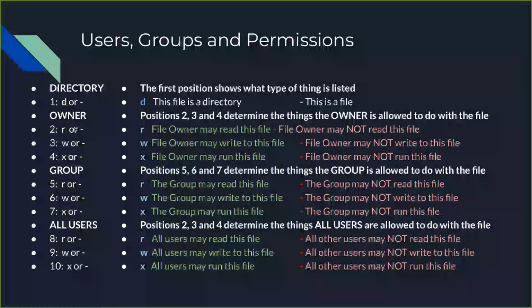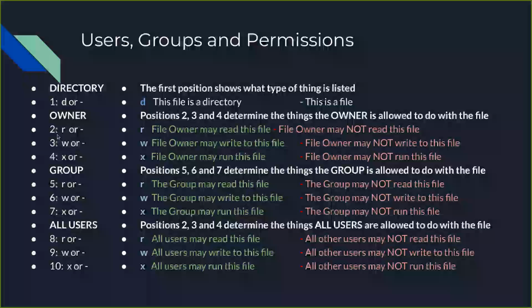The first character there is either going to be an R or a dash. R means that the owner of that file or that item is allowed to read that file. And a dash says that the file owner may not read that file.